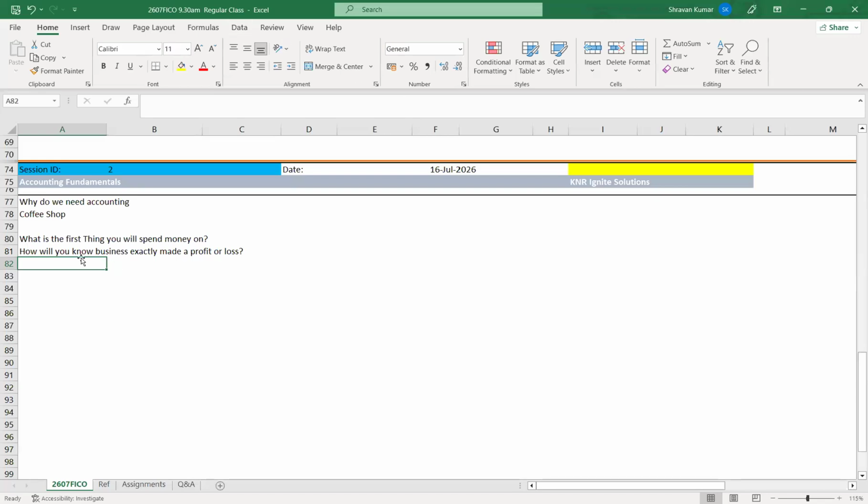Anyone want to answer this question? I think we need liabilities and assets. So, Shravan, yeah, that is like a secondary part, right? But once you start running your business, the cash is coming to you. But how are you able to know exactly how much profit or loss you made? Balance sheet.